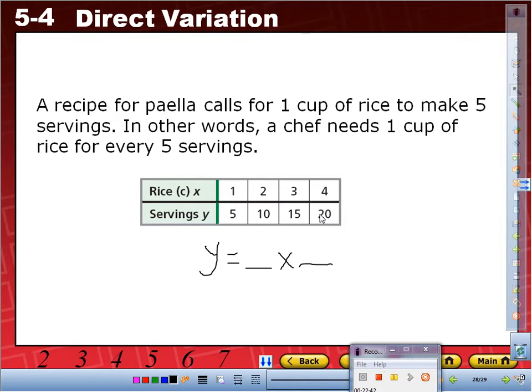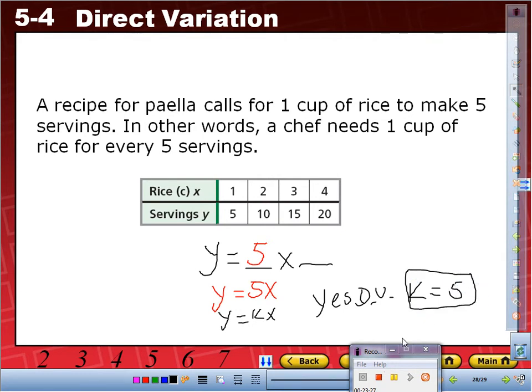Okay? So, first of all, if it's multiplying or dividing, it goes here in the front. If it's subtracting or adding, it goes in the end. So therefore, who saw that it's multiplying by 5? So that one goes right here. So my equation is y equals 5x. Step 2, identify if it's a direct variation. Is this a direct variation? Yes. What's my constant variation? 5. And we're done. Everybody see that?